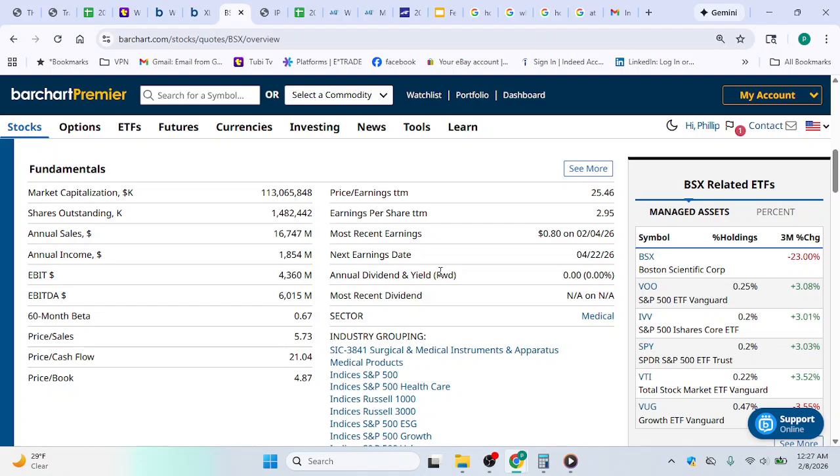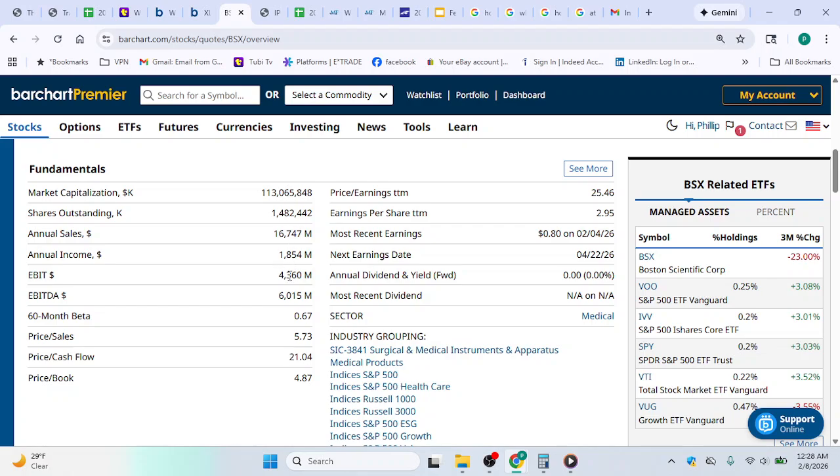So both these numbers, 25 and cash flow 21, are kind of towards the range where it's going to be hard to get those to go up. Most recent earnings, the next earnings date, and so on. Does not pay a dividend. But one thing this site, and most sites, don't show is market cap divided by earnings, or market cap divided by income.